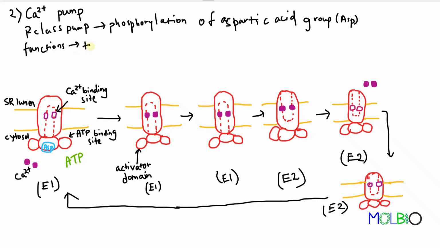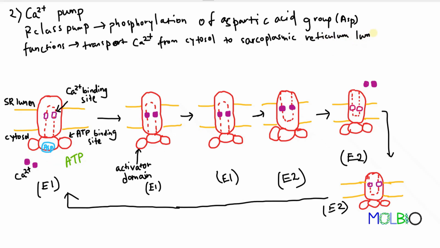Now, what is the function of this pump? As you have already seen, this is a transporter of calcium ion, and this is present in the ER membrane so that it can transport calcium from cytosol to sarcoplasm. Sarcoplasm is the endoplasmic reticulum of muscle cells. So it is also called sarcoplasmic reticulum.